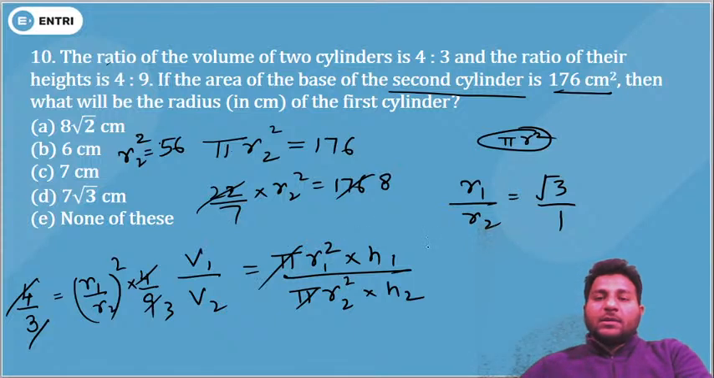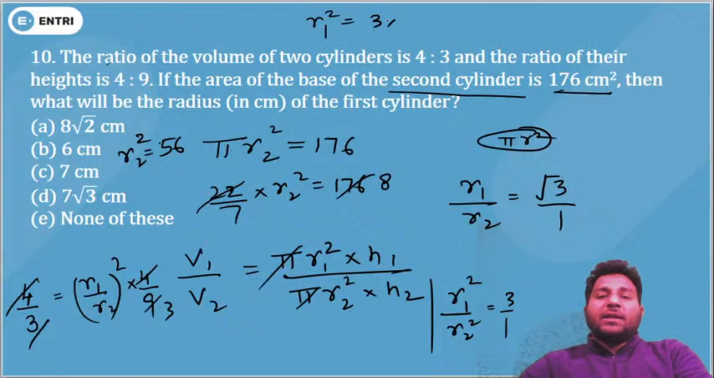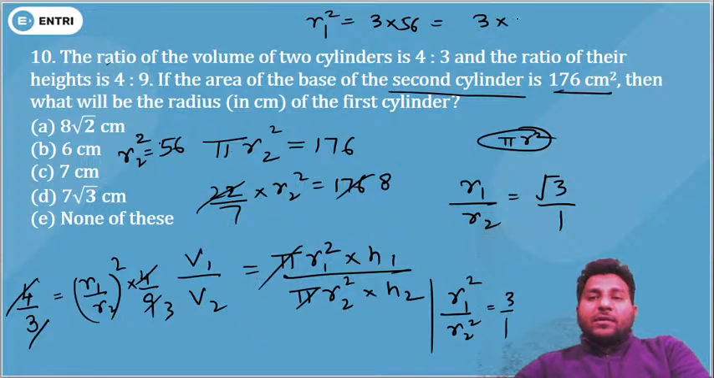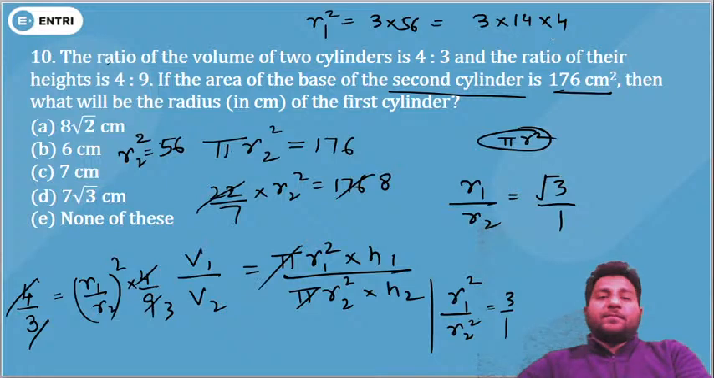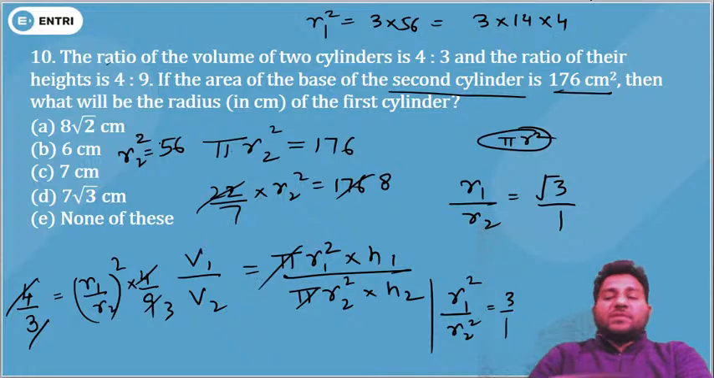Alright, look at this. Let's find out. R1 square upon R2 square equals 3 by 1, which means R1 square equals 3 into 56. So clearly 3 into 14 into 4. So we can find out the answer. Tell me the answer, guys.